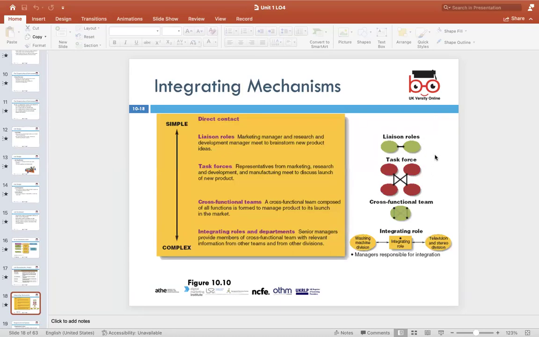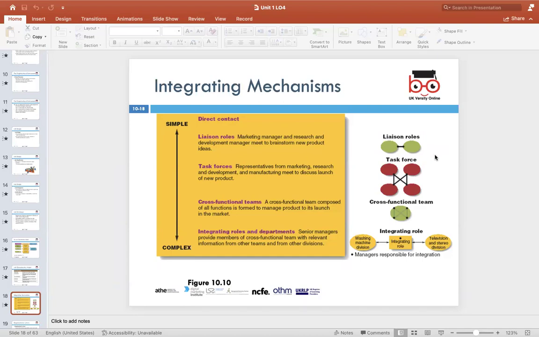Then integrating mechanisms. What happens in this is, as I mentioned previously, you have cross-functional teams. You have different teams maybe working on a similar product. The same way you have liaison roles, wherein, for example, the marketing manager and the research manager are brainstorming to come up with new ideas. So how people from different teams are coming together to work towards the business goals.